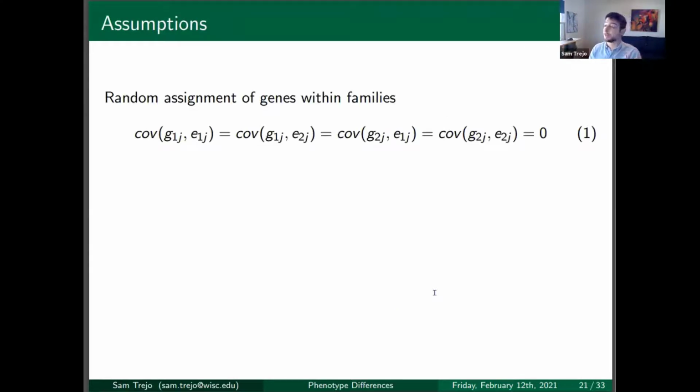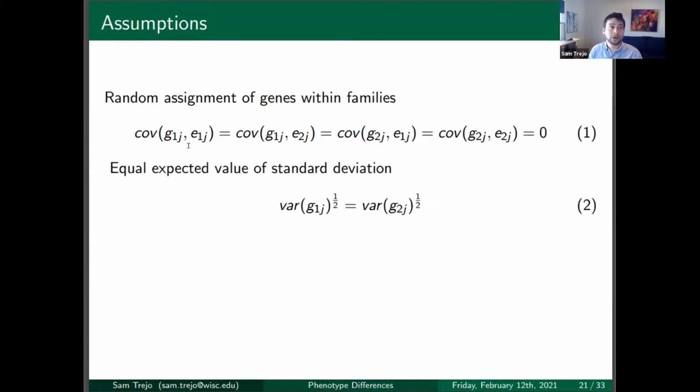So the first assumption is the same assumption that RDR uses and that sibling fixed effects use, which is just the random assignment of genes within families. So we have to believe that the covariance between genes and this within-family environment is 0. So this assumption is not adding anything new.